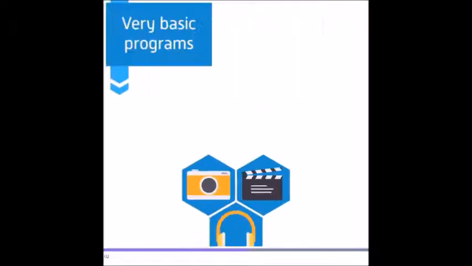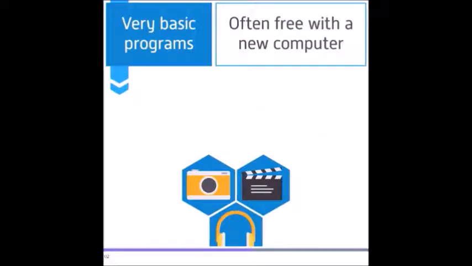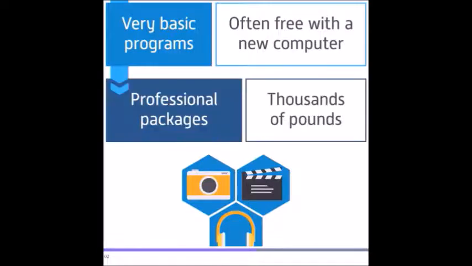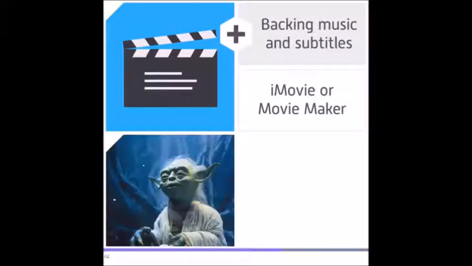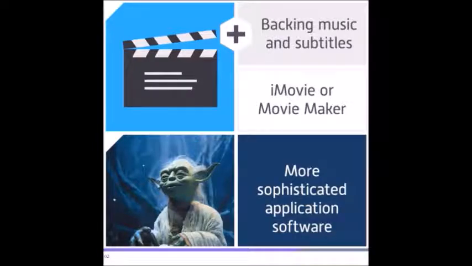Applications also exist to create and modify multimedia products, including images, sound, and video. These range from very basic programs, which are often included free with a new computer, to professional packages costing thousands of pounds. You might create a video with backing music and subtitles using applications such as iMovie or Movie Maker. The programs that are used to produce multi-million-pound special effects scenes for high-budget films are also examples of application software. They are simply more sophisticated.